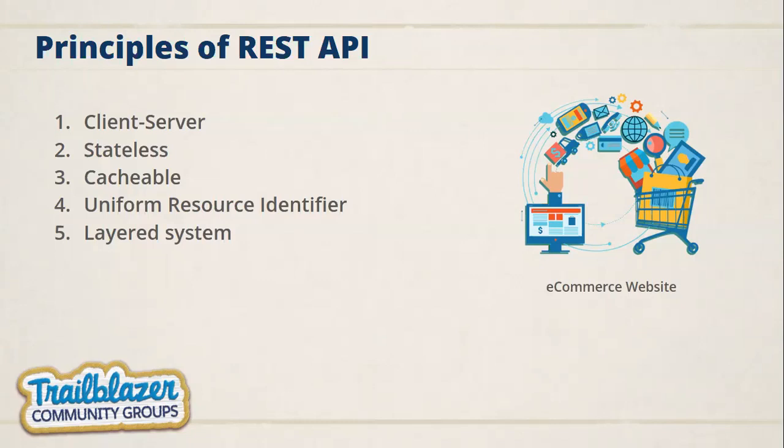Cacheable: I gave the example that Amazon has thousands or lakhs of products. If all the products were fetched every time a user makes a request, it would degrade the performance of the application. So they cache that product information in some location, which is called caching. So we can leverage that in the application.